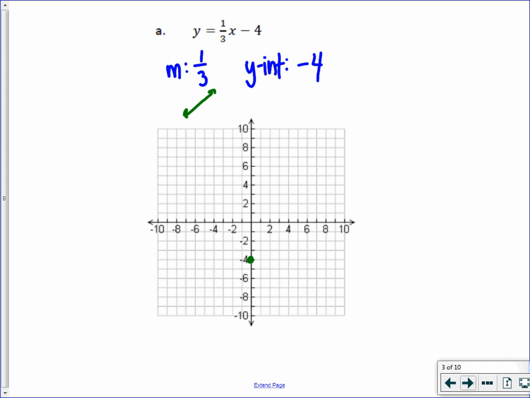So from my y-intercept, from my point here at negative 4, I'm going to use my slope. My slope is 1 over 3, so that means I'm going to rise 1, and then I'm going to run 3, and I'm going to run 3 in the right direction because it is a positive slope. And then we're going to repeat that process. Go up 1, right 3. Down 1, left 3. We're going to keep the pattern going in the other direction as well.